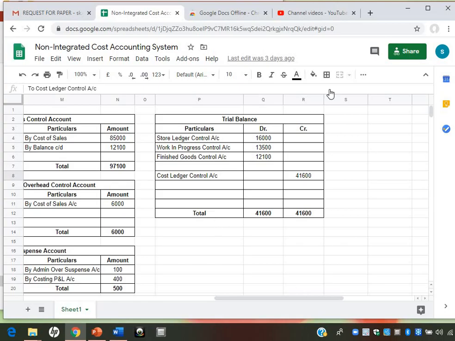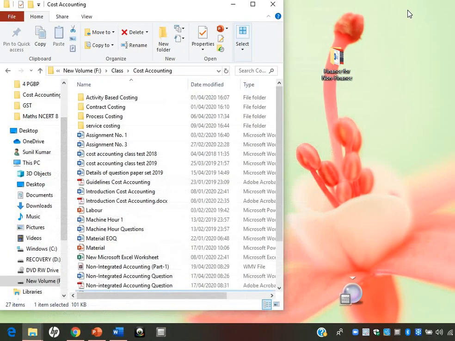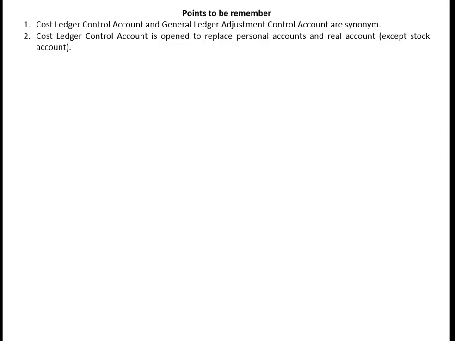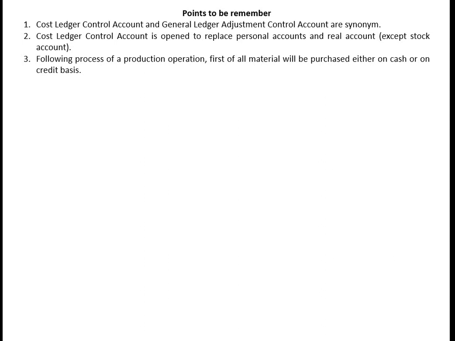Now we will see some more points. What are the important points? The first important point is that cost ledger control account and general ledger adjustment control account are synonyms, both are the same with different names. Cost ledger control account is opened to replace personal accounts and real accounts except stock accounts, meaning cash or bank. Following the process of a production operation, first of all material will be purchased either on cash or credit basis. So this is, you can say, the flow of production process.